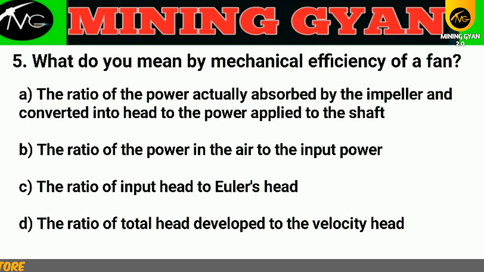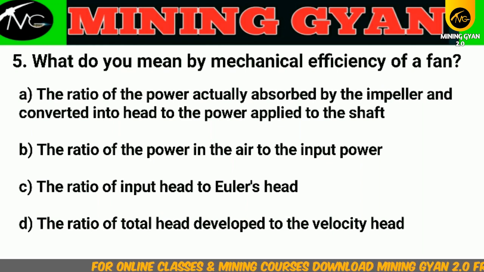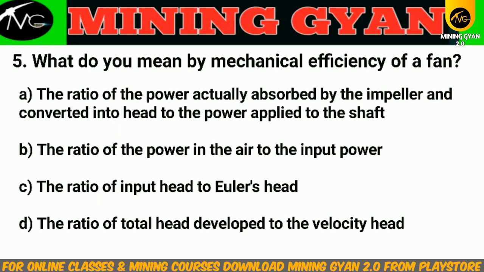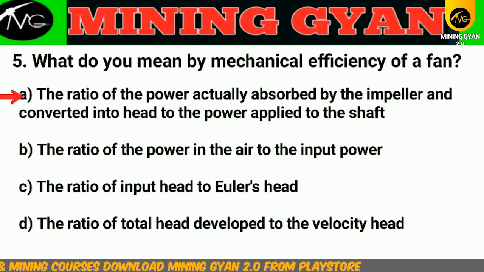Next question is, what do you mean by mechanical efficiency of a fan? A. The ratio of the power actually absorbed by the impeller and converted into head to the power applied to the shaft. B. The ratio of the power in the air to the input power. C. The ratio of input head to the Euler's head. D. The ratio of the total head developed to the velocity head. Right answer is A. The ratio of the power actually absorbed by the impeller and converted into head to the power applied to the shaft.